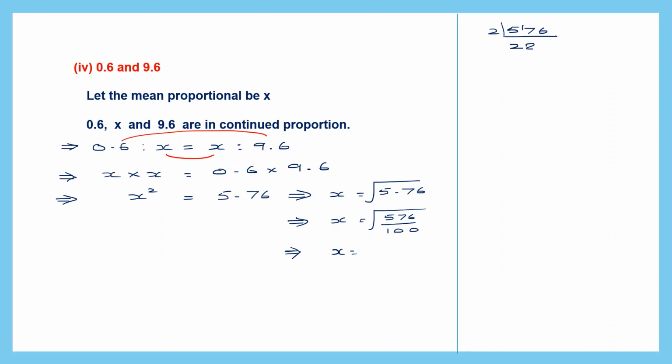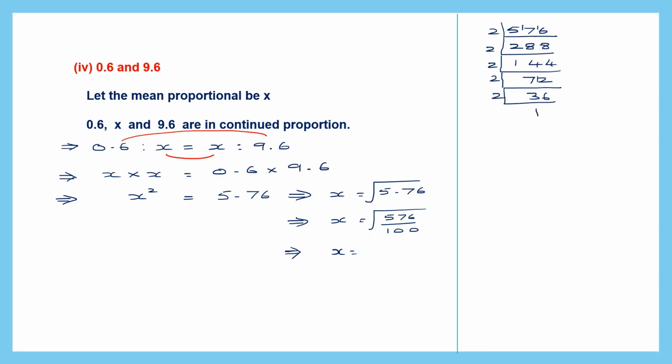2 8s are 16, again there's 1 left, so 16. Then continue, 2 1s are 2, 2 4s are 8. Again we can continue, 2 7s are 14, 2 2s are 4. So now we divide this again by 2. 2 3s are 6 and then there's 1 left, that's 12. 2 6s are 12.